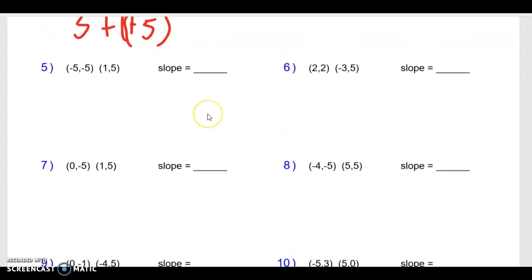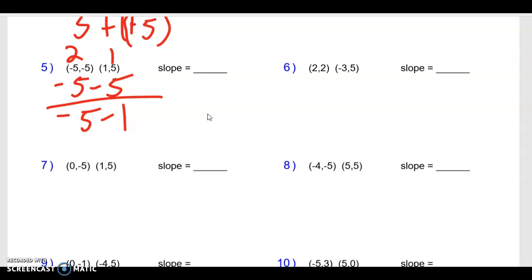So this time, and I'm not trying to confuse you when I do this, I'm going to make this point 2 and this point 1, to show you that you can do it either way and you'll still get the right answer as long as you set up your problem correctly. So here we're going to start with a negative 5 and subtract 5, and then we're going to go negative 5 minus 1.